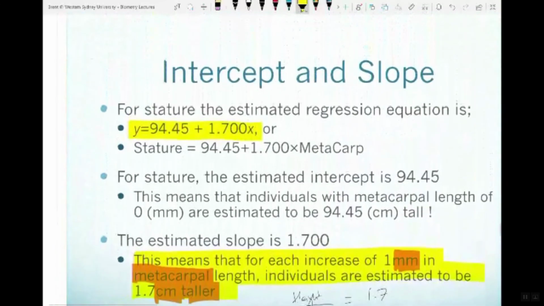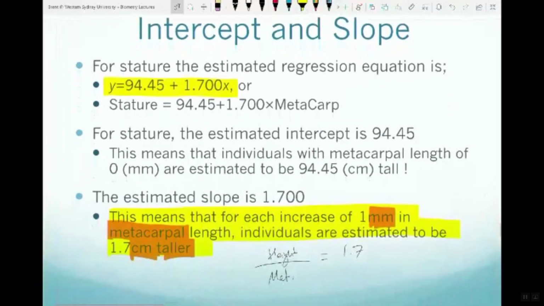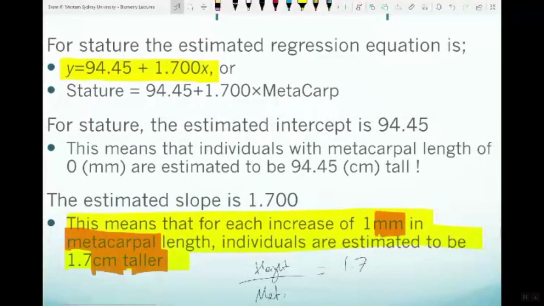Couple of things. If I plug in a metacarpal length of 0 millimeters, I would get a height estimate of 94.45 centimeters tall, which does not make sense, okay? No one has a metacarpus that is 0 millimeters in length. It has to be some length, from the moment you're born to the moment you die. It's got some minimum length. So that's the failing of the model, okay?